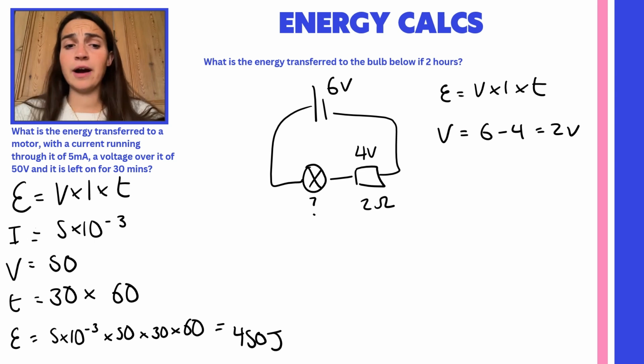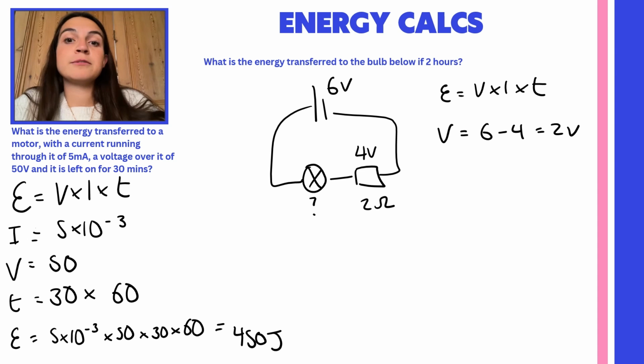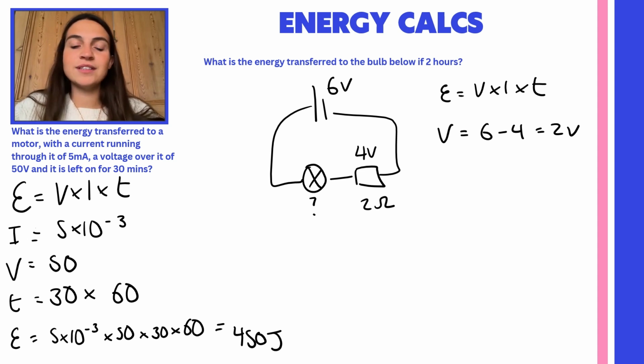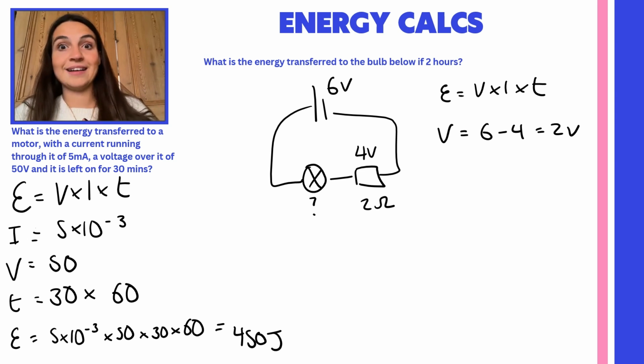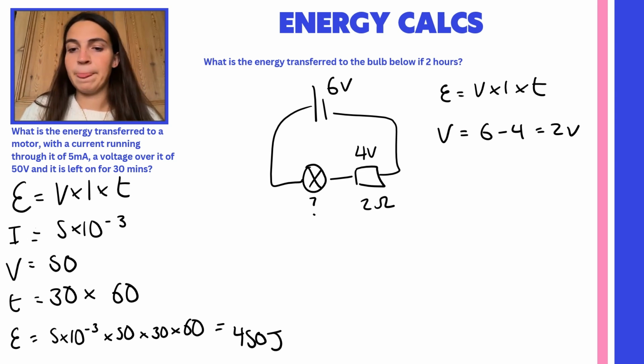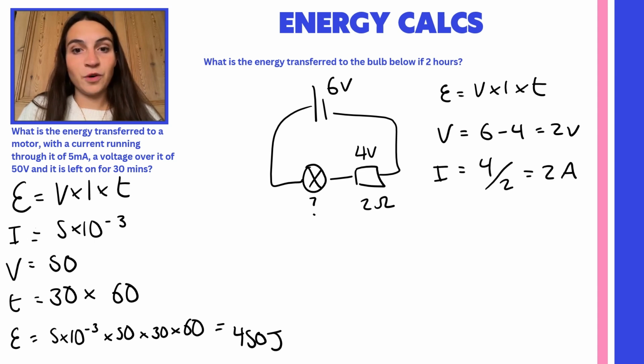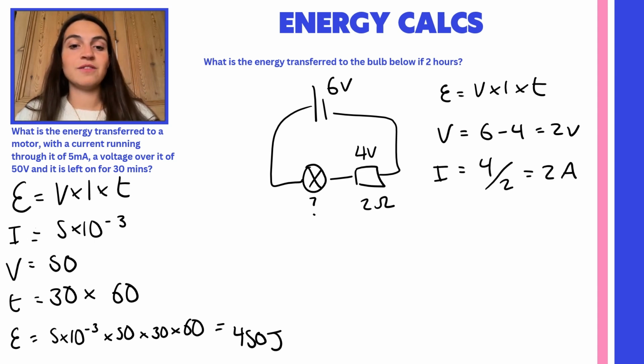And then how to figure out the current going through my bulb. Well, the current going through my bulb will be the same as the current going through my resistor, because this is a series circuit, so my current's the same at each point, which means that I can just work out the current going through my resistor. That's easier for me because I already know the voltage over my resistor and the resistance of my resistor. So current is voltage divided by resistance. 4 over 2 is 2 amps.